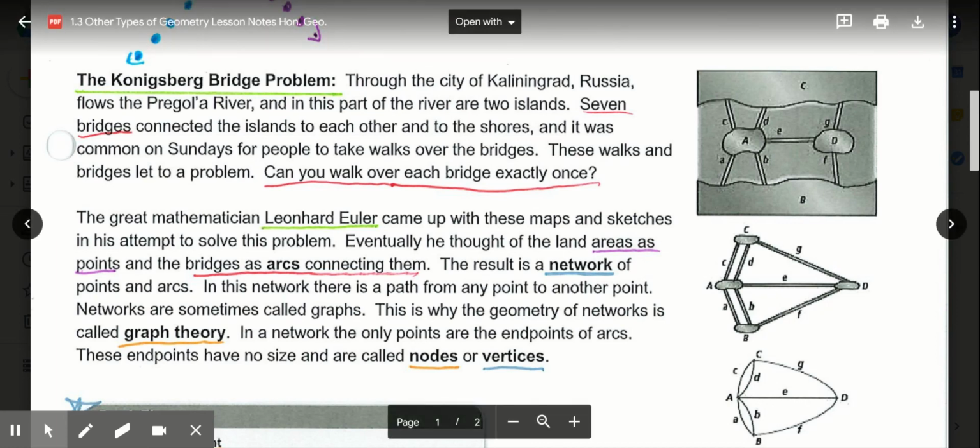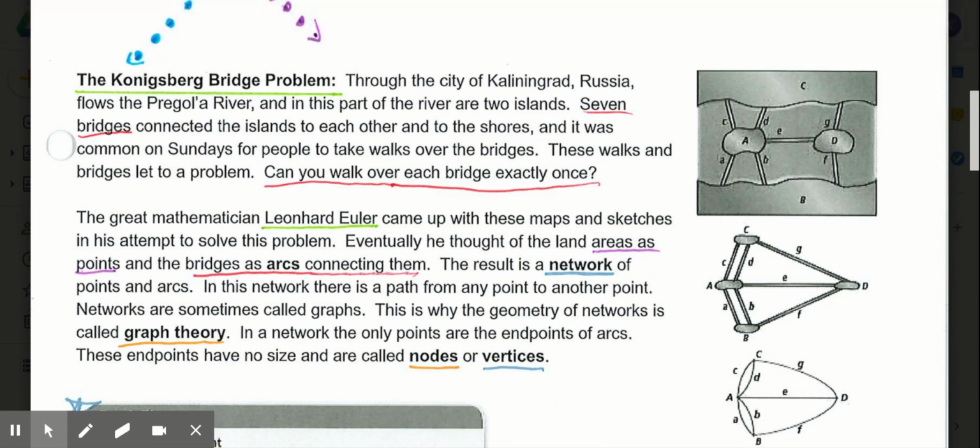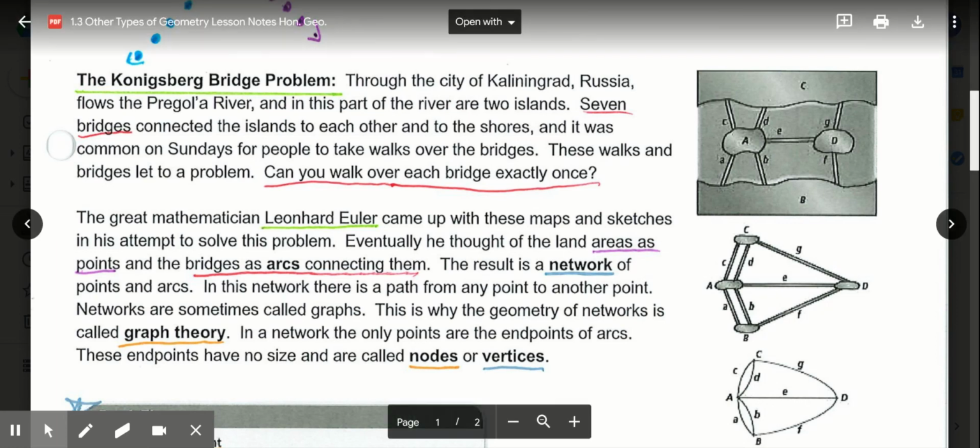So in the city of Kaliningrad, Russia, we know there are 2 islands in the middle of this river and 7 bridges total. The question is, could someone walk over each bridge exactly once? So they have to go over all the bridges and each bridge exactly once. So they cannot double back. So an example of this bridge setup is over here to the right.